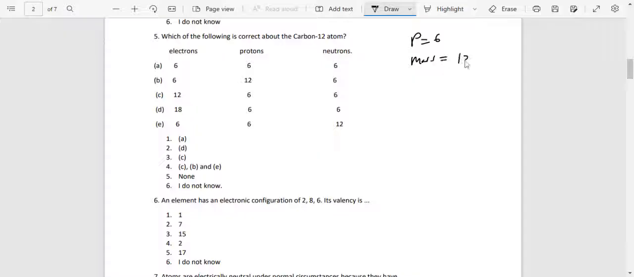Of course, we know that the number of protons is equal to the number of electrons. And to find the number of neutrons, it should just be mass number minus number of protons, which is 6 still. So the answer is 1, which is 666.